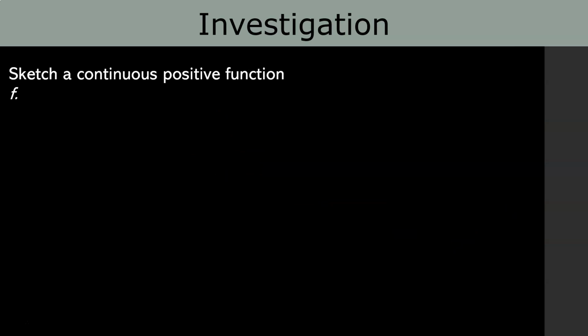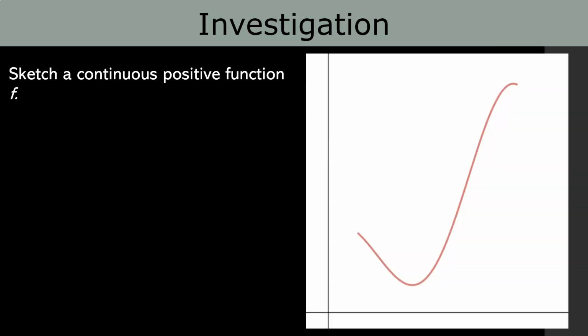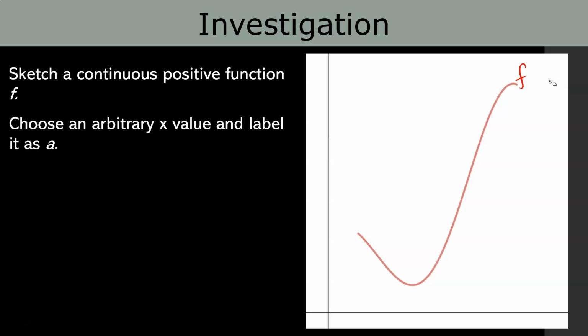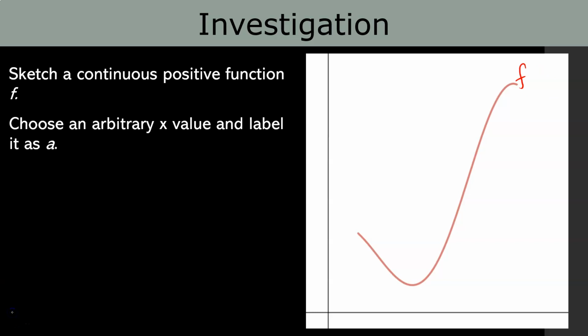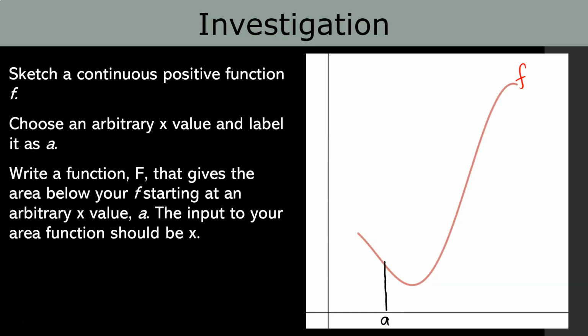So we're going to start off with a continuous positive function. Since we're doing integrals, the continuous part should be pretty obvious. We don't want breaks on the curve. But something that's a little bit odd maybe is that I'm calling this f, not f of x. And we're going to come back to that in a moment. So we're going to choose some x value, and we're going to call it a. It doesn't really matter where a is. It just represents a starting spot.